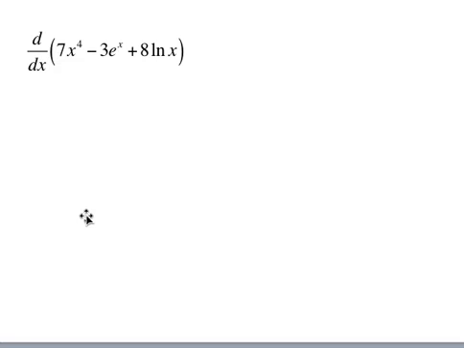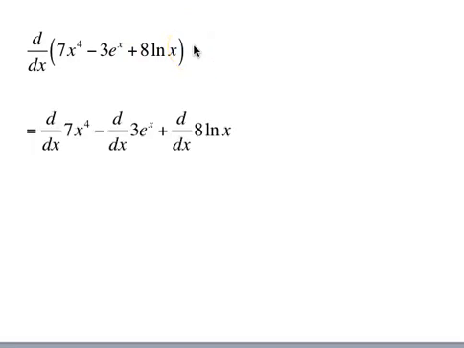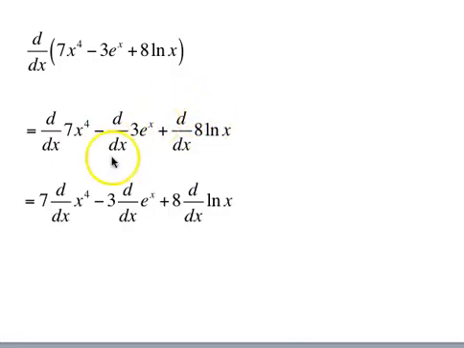So we'll take a look at the derivative of 7x to the 4th minus 3e to the x plus 8 log x. The derivative of the sum is the sum of the derivatives, derivative of the first minus derivative of the second plus the derivative of the third. Pull the constants out front, pull the 7 in front, pull the 3 in front, pull the 8 in front. The derivative of x to the 4th will be 4x cubed. The derivative of e to the x is e to the x. But the derivative of the natural log of x is 1 over x.